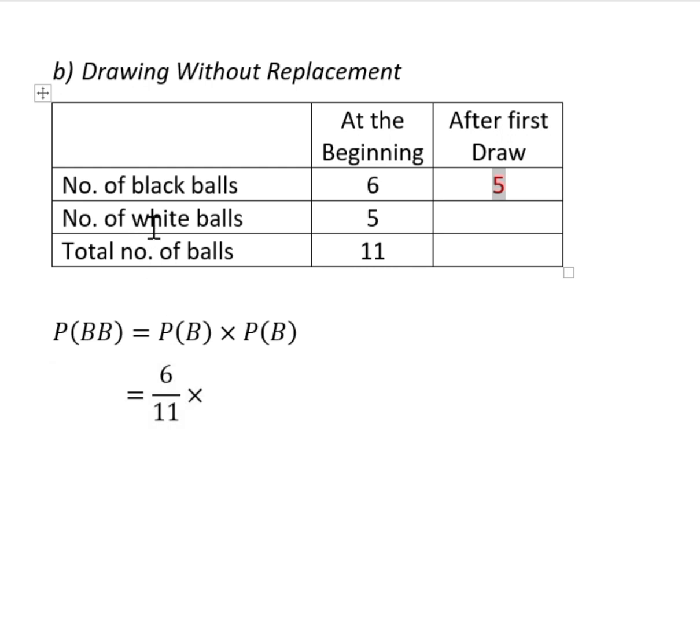We have not picked any white ball, so the number of white balls is still 5. And the total now is 10. Remember, we have picked one and put it aside, and we said that the total number keeps reducing by 1 after each successive draw. Now, the probability of picking a black ball the second time will be given by the number of black balls remaining in the container, which are 5, over the total number of balls in the container, which are 10. And when you simplify this, you get 3/11.